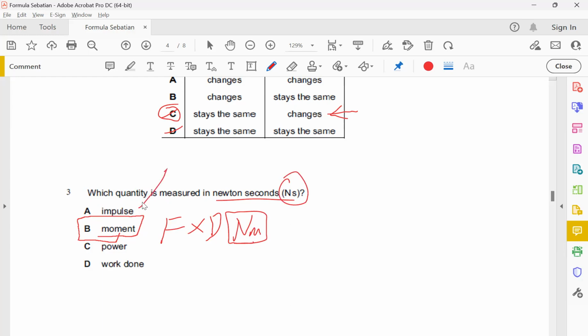It is impulse. Why is it impulse? What's the formula for impulse again? Two formulas. Force times time, and the second one? Force times time is one formula. How about the second formula?